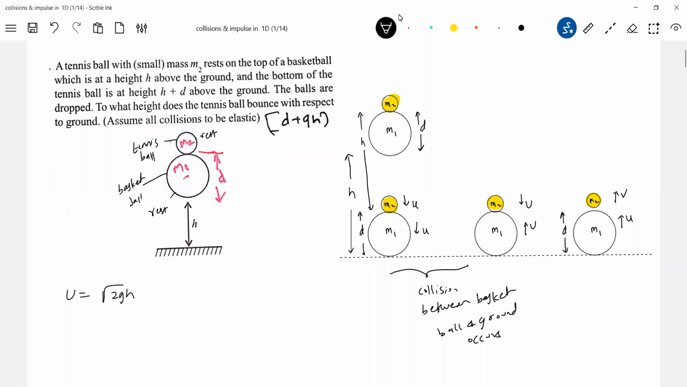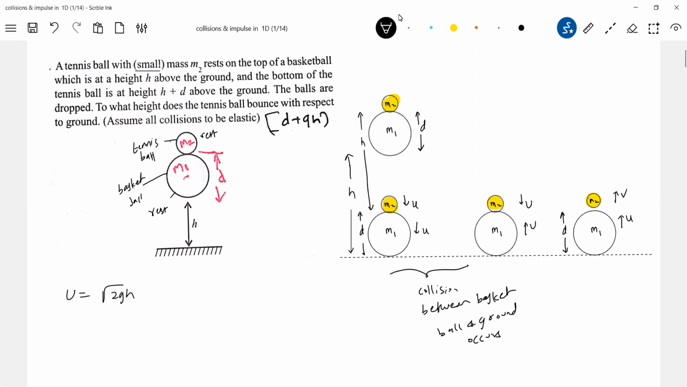Any formula can we apply? So why should we assume things like this? A tennis ball with small mass m2 rests on top of a basketball which is at height h above the ground. Bottom of the tennis ball is at height h. So it's telling that small. Based on that, the velocity of the basketball after impact with the ground will be u. It just changes direction. Then when the tennis ball and basketball collide, the basketball will behave like a wall. What happens to the velocity of the wall when any particle or block collides with a wall? It will remain constant. So that's what we are treating. We are treating the basketball like a wall.